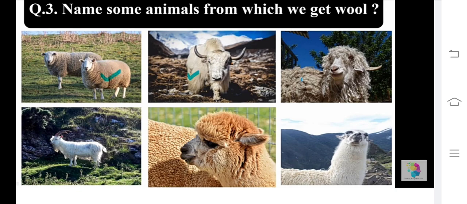These are examples of wool yielding animals. Once again, children, please note down in your book. Open page number 25 and observe the pictures. One is sheep, yak, Angora goat, Kashmiri goat, alpaca, llama. These are the examples of animals from which we get wool. Clear? Next.